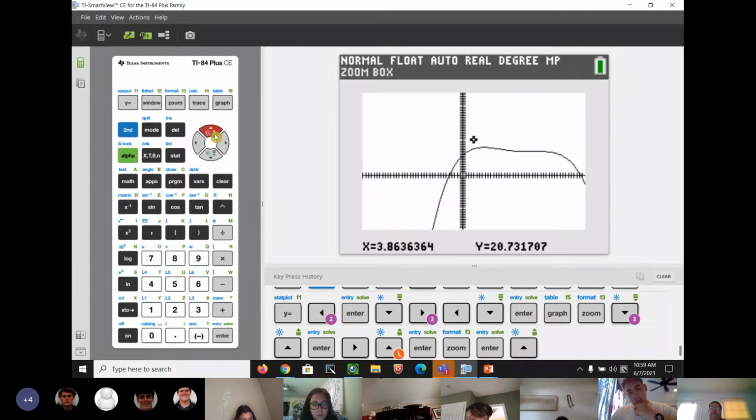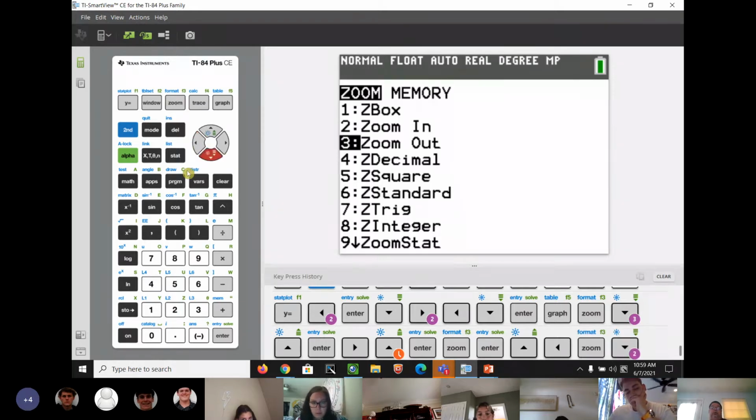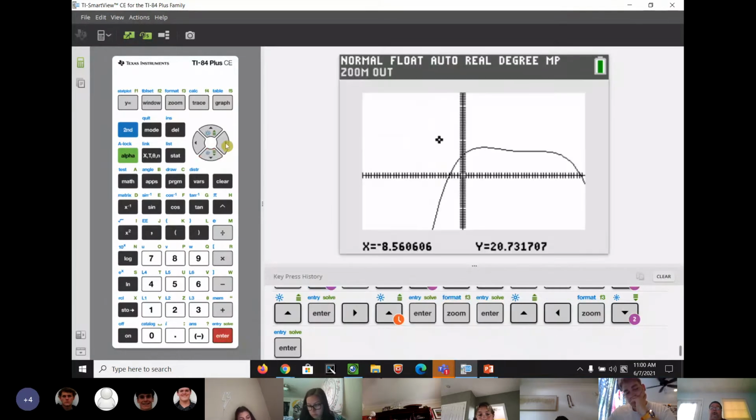I have a question. Yes. How did you zoom out again? Do that one more time. Okay, I'm not going to do it one more time. Well, I guess I can. Zoom out. And then put your cursor in the middle of where you think it's going to be, like right in there. And then hit enter. And it'll keep blowing up until you get it to where you want it.